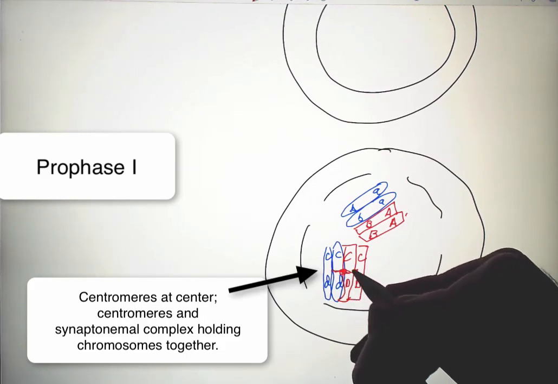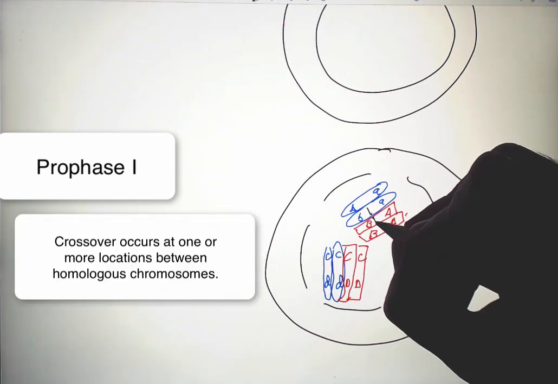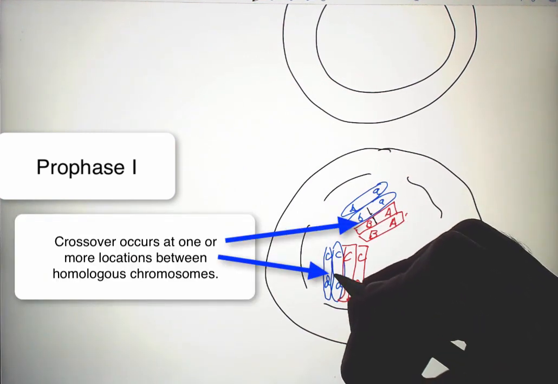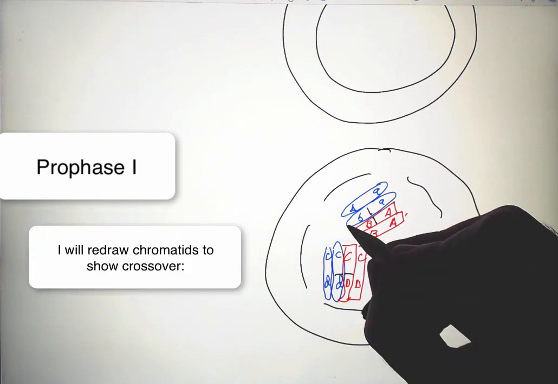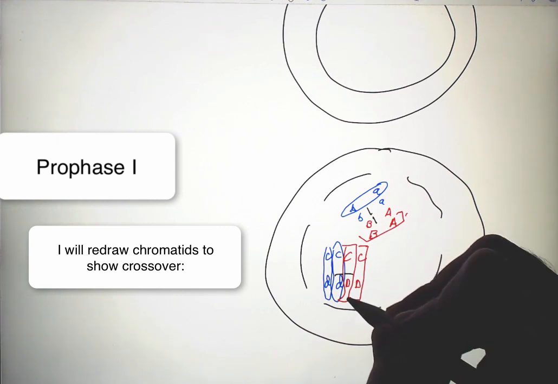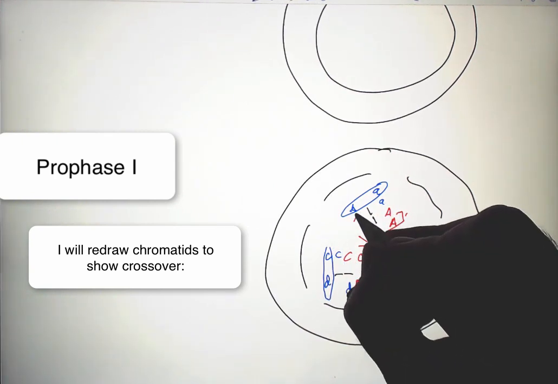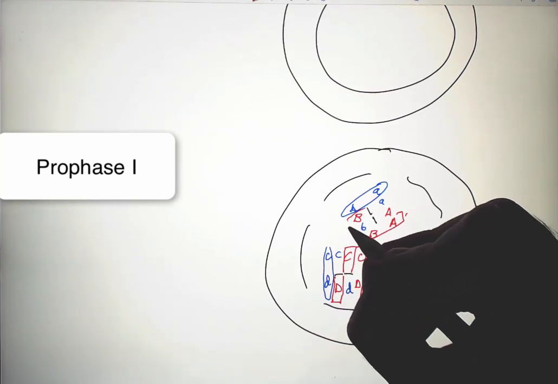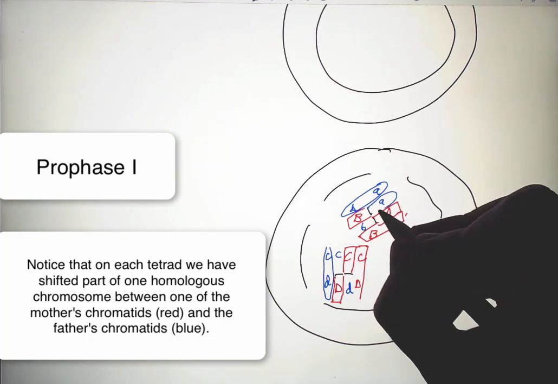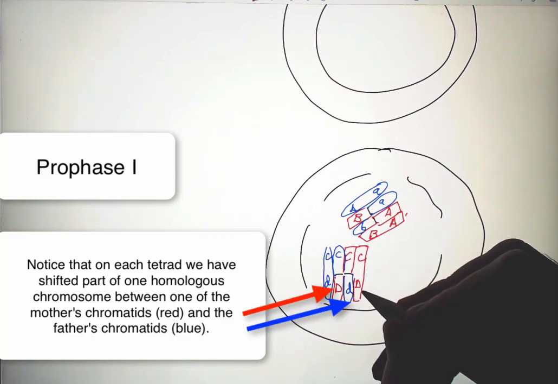They're connected by the centromeres at the center, and there's a synaptonemal complex holding the whole thing together. Crossover occurs at one or more locations between the homologous chromosomes. So I'm showing crossover between a pair of these, and I'm going to redraw them now to show what happens after crossover. We've shifted all the DNA from one end of one pair of chromatids to the other, and I'm showing now we've got maternal DNA on one of the paternal chromatids and vice versa.